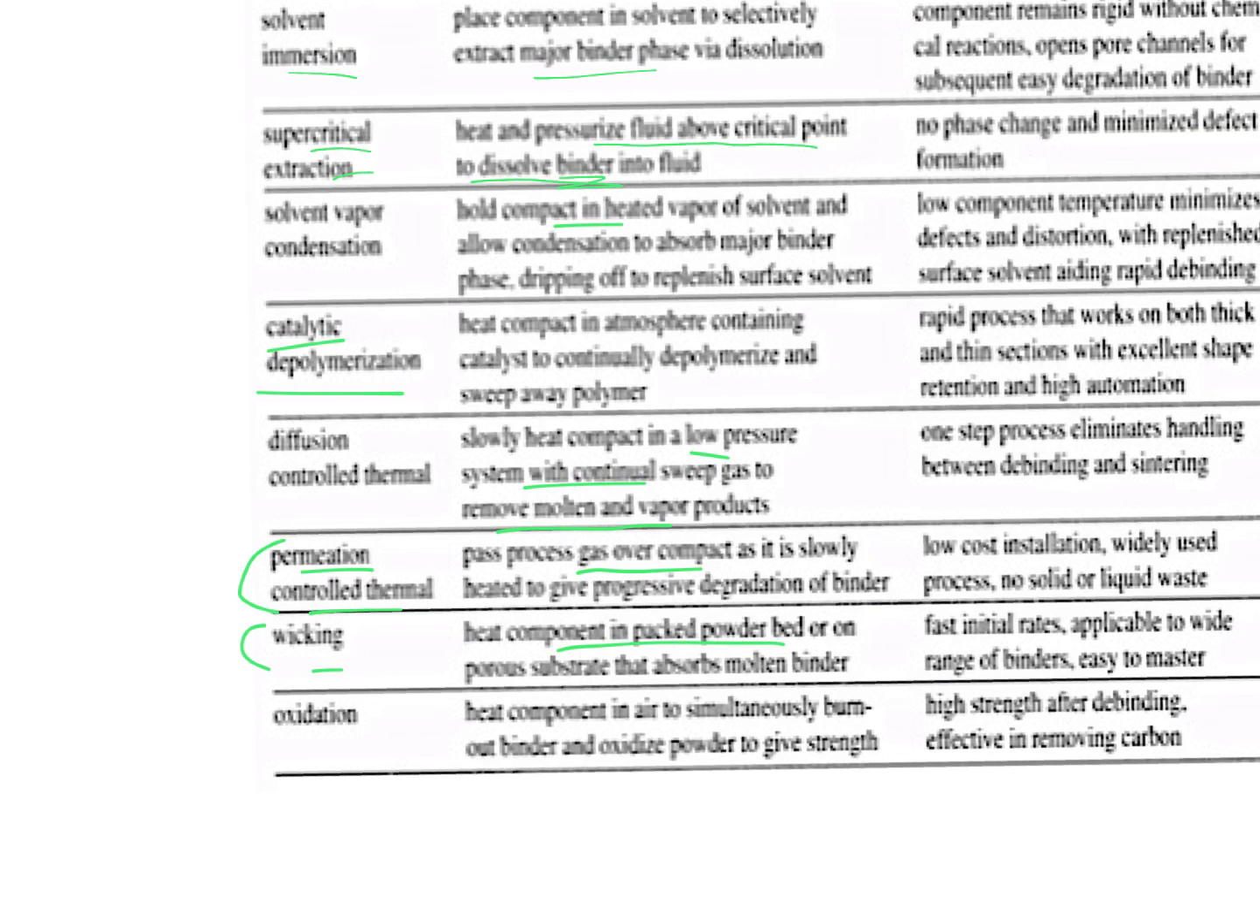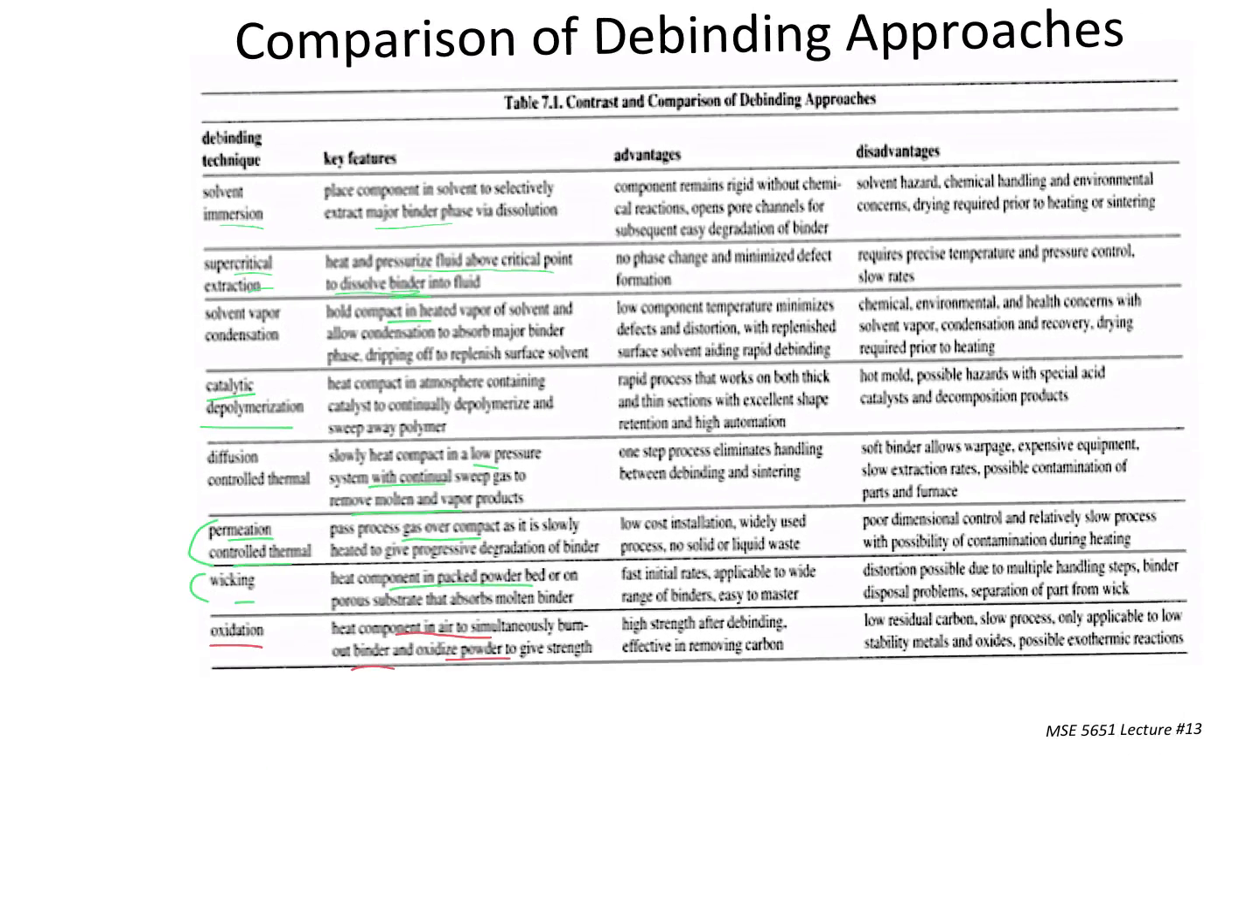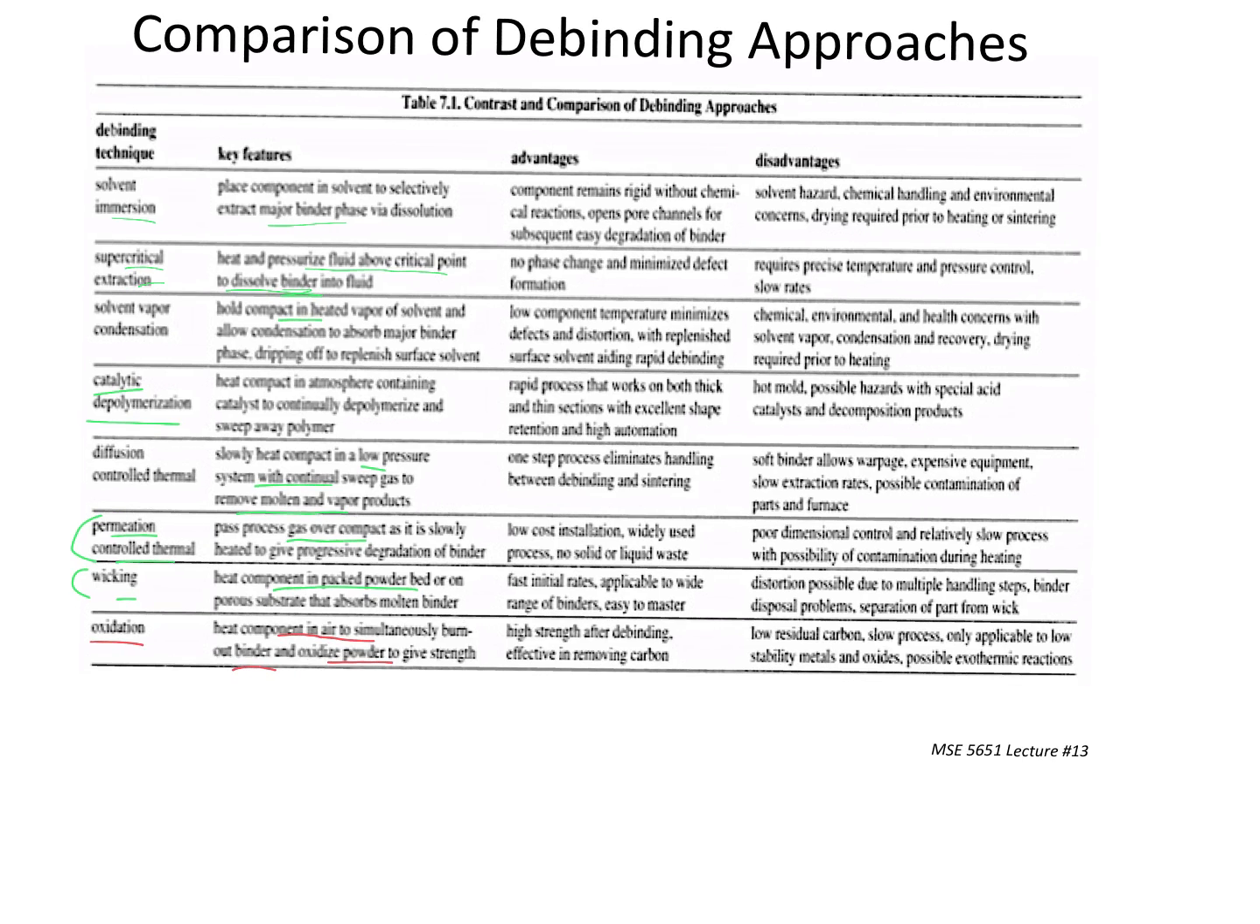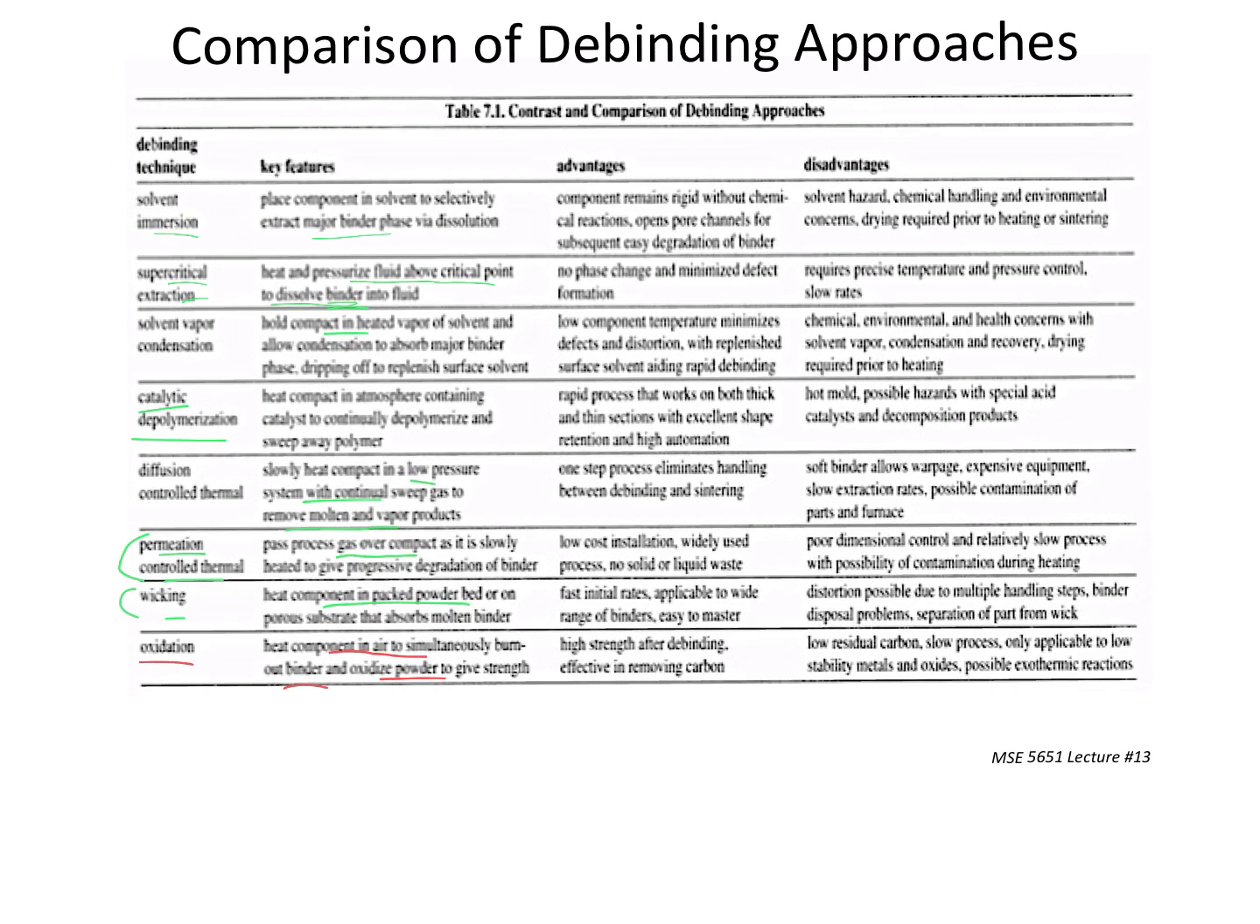And then probably the least preferred in the metallurgy area, heating the component in air to simultaneously burn out the binder and oxidize the powder to give strength, which is not something that we want to do. But hopefully you can read that in your notes and just go through it and make sure you understand the advantages and disadvantages, which are usually pretty obvious.